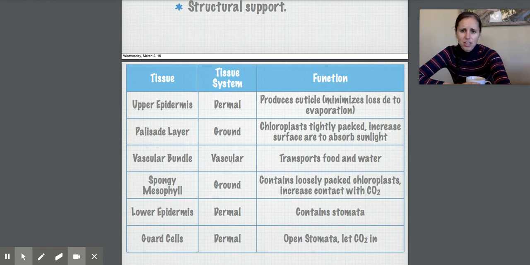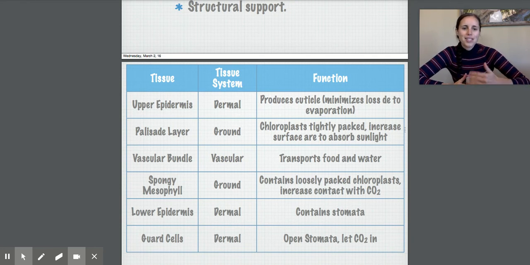Our vascular tissue is right in the middle. The tissue is a vascular bundle, and that's made up of the xylem and phloem that transport food and water. And then we have our ground tissue. That ground tissue, again, is between the dermal tissue and the vascular tissue. At the top, we have something called the palisade layer. That's where that photosynthesis happens.